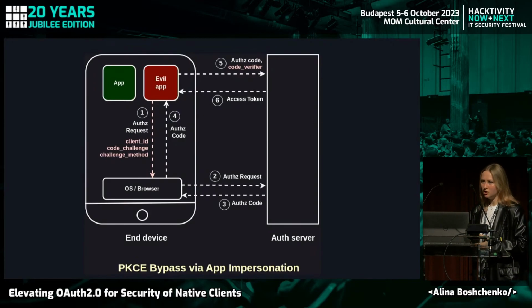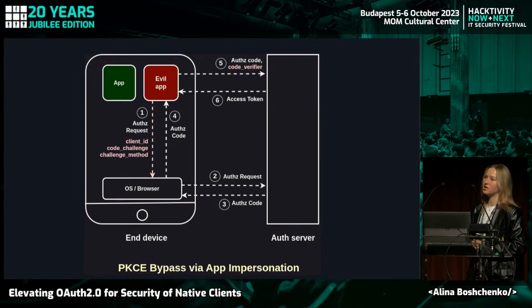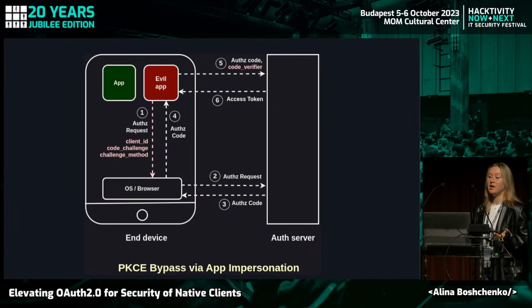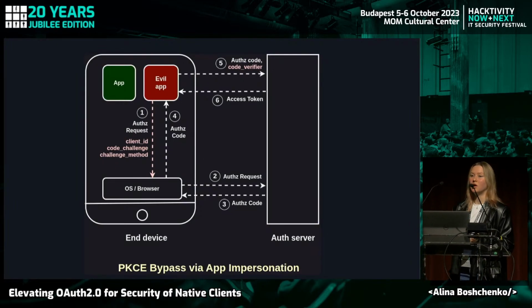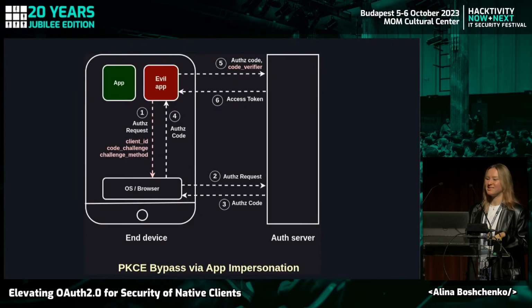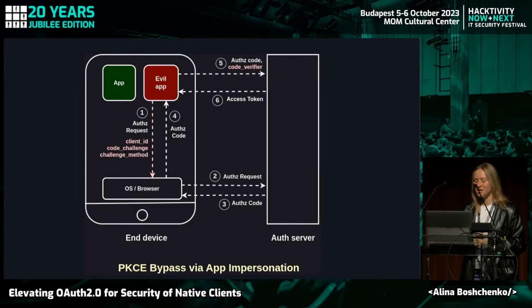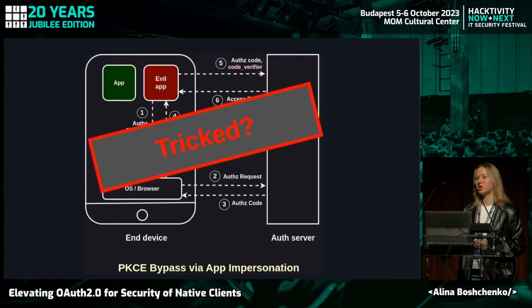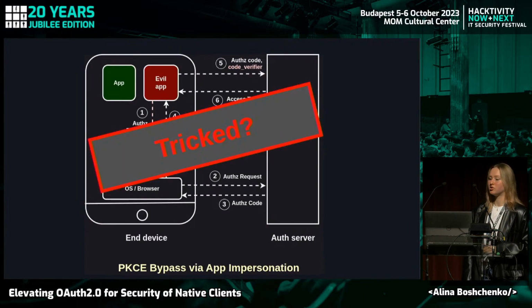Then the flow goes as usual, and we assume that the user is authenticated and grants access for the application. Remember, the evil app pretends to be the good app. And later, when we want to exchange the code for the token, nothing stops the evil app from sending the valid code verifier value here. Because, well, that was the application that generated all 3 values. And this way, we also receive the token. So can we actually consider PKCE tricked here?